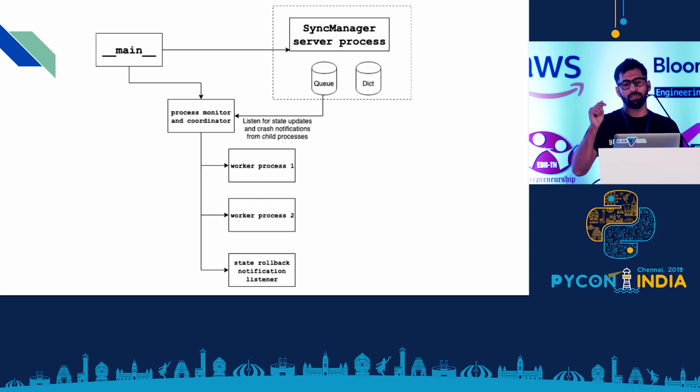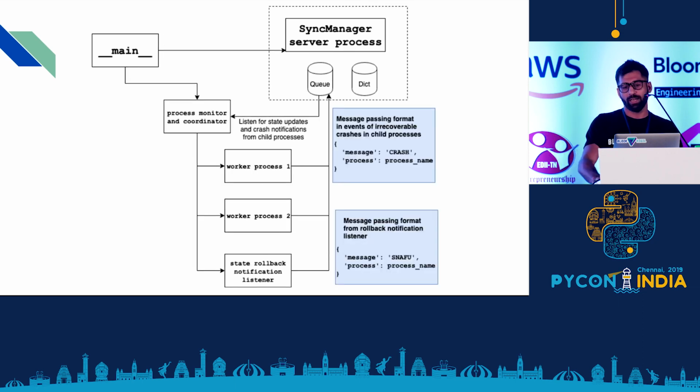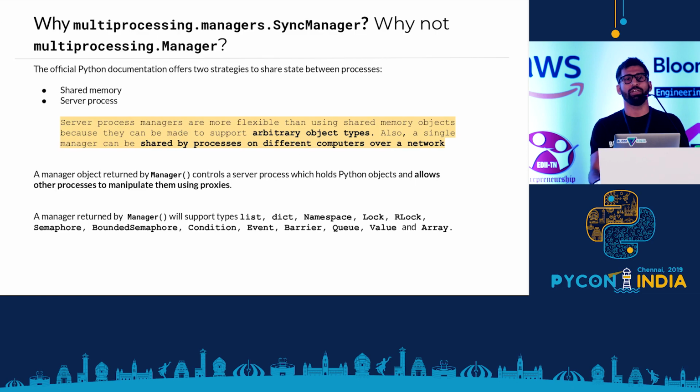The coordinator listens to that synchronized queue for state updates and crash notifications. The worker processes shouldn't bother about handling crashes. They should just tell the state at which they have crashed. Something like this. So you have a message passing format for when irrecoverable crashes happen. I just introduced a message passing format. I don't know if you know what this stands for. You can Google it later on.